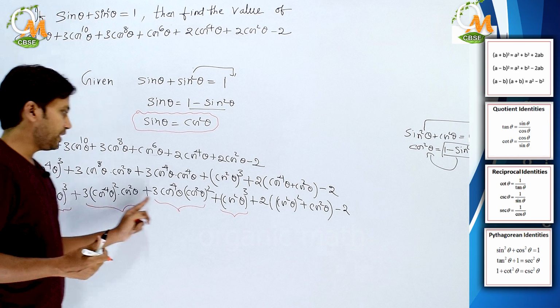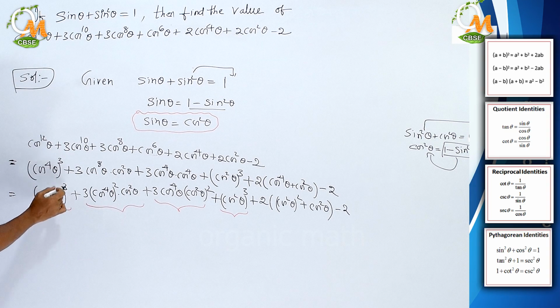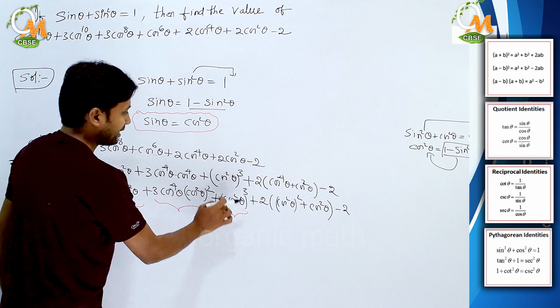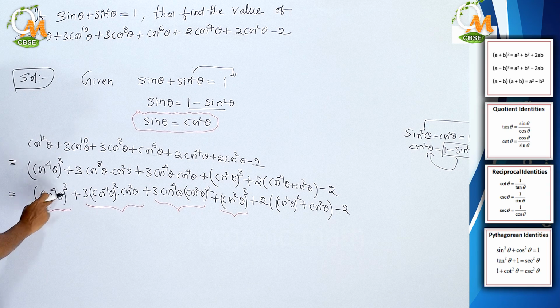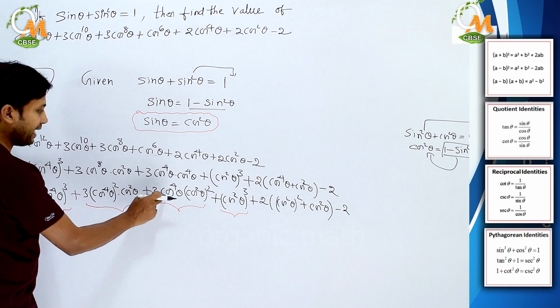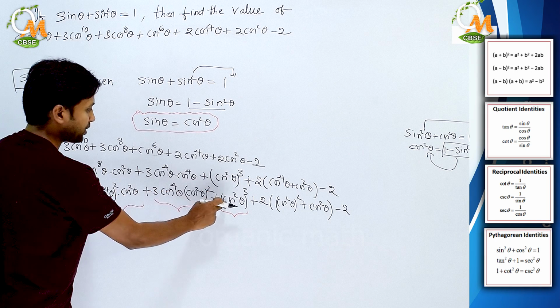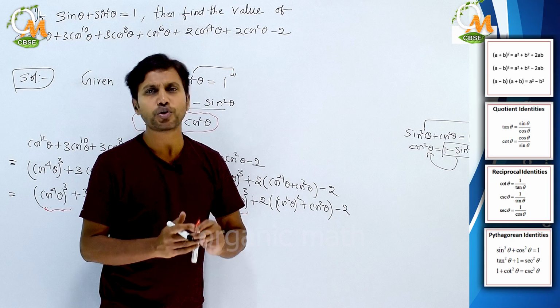Now if you observe these 4 terms, what did you get? Cos power 4 theta whole cube means, if you consider cos power 4 theta as A and cos square theta as B, then what can you observe here? Yes, A cube plus 3A square B plus 3AB square plus B cube. Is it correct or not? So it's an expansion of what? A plus B whole cube or not?